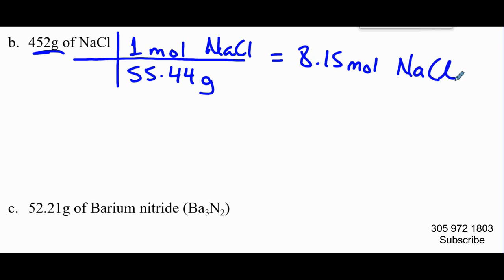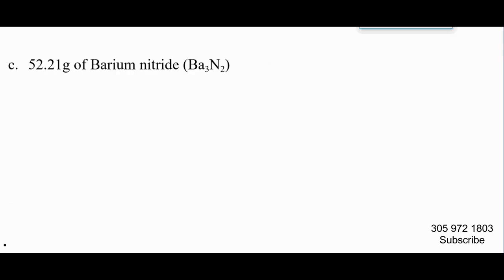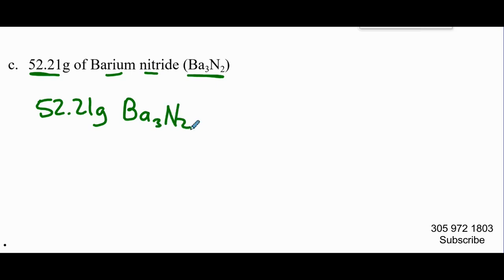Good. So we've done part A and part B of this question. Let's go to part C. Part C gives you 52.21 grams of barium nitride. Okay, don't forget, you need to find the molar mass of barium nitride. So they gave you the name, but nicely enough, they also gave you the compound. So I begin with 52.21 grams of Ba3N2.